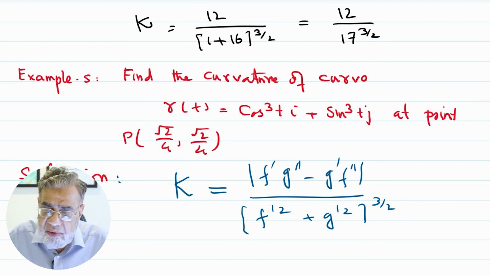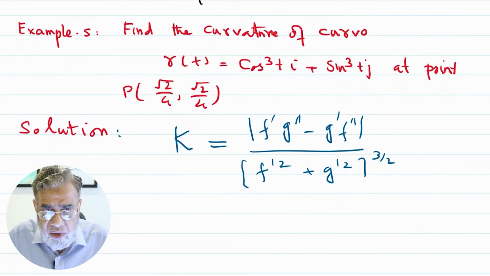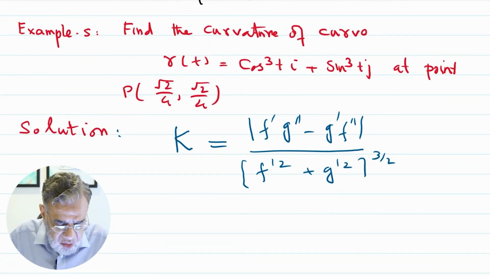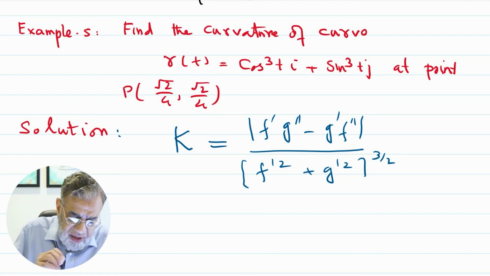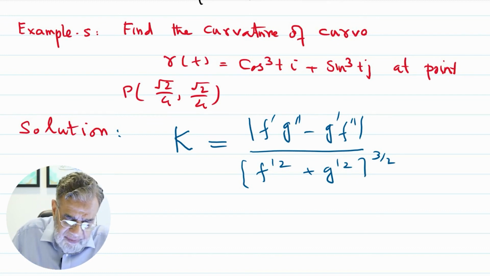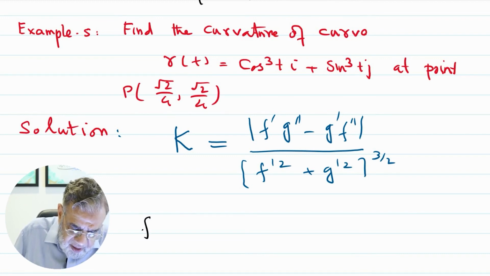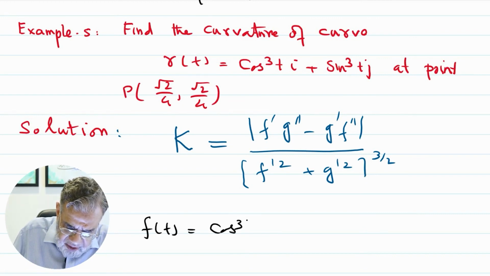That is the point where we have the value of t equal to 2 root 2 by 4. So we will calculate and see what the value of t is in that case. So we have here this f of t. The parametric equation is x, f of t, equal to cosine cube t, and my g of t is equal to sine cube t.